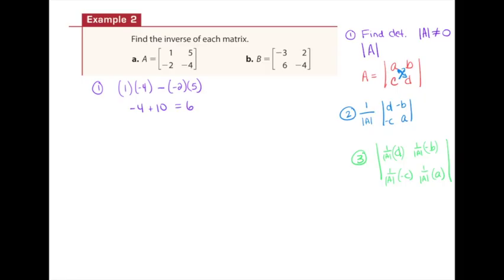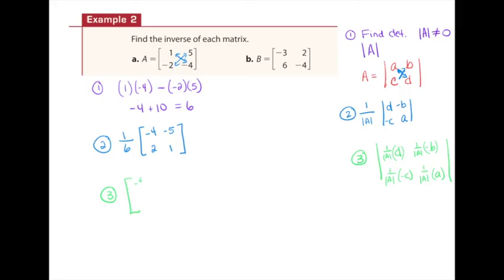So my first step is find the determinant. My second step is to put 1 over that determinant, so 1 over 6. And I am going to multiply it through. I am going to switch these two. My 1 and my -4, I'm going to flip. So -4 goes up here, 1 goes down here. All right. My second diagonal, I am going to do the opposite. That +5 is now going to be a -5. That -2 is now going to be a +2. All right. And then my last step is just multiply it through. And you do want to simplify. All right. So I'm going to multiply it through.